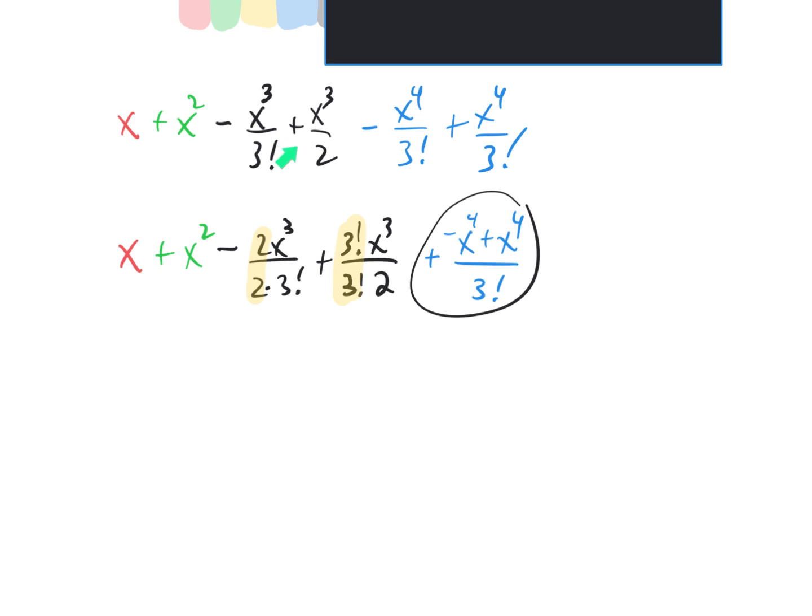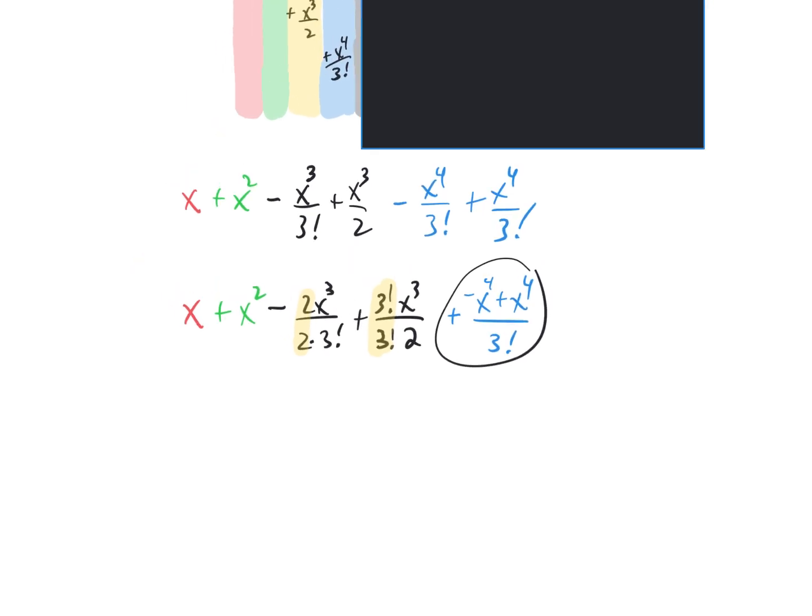Getting common denominators for the cubic terms. And oh no, the fourth degree term is 0. So if we need 4 non-zero terms, we have to go a little further. Dang. All right, let's go a little further.